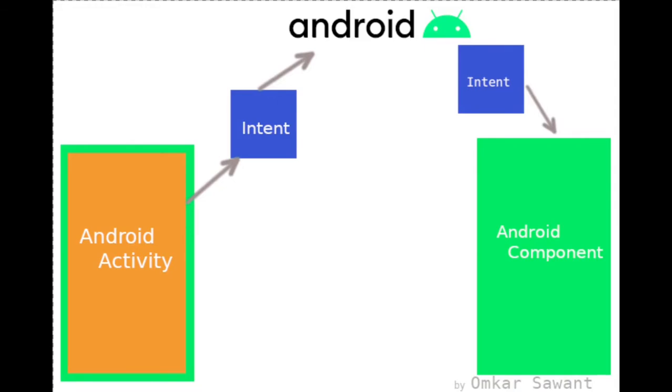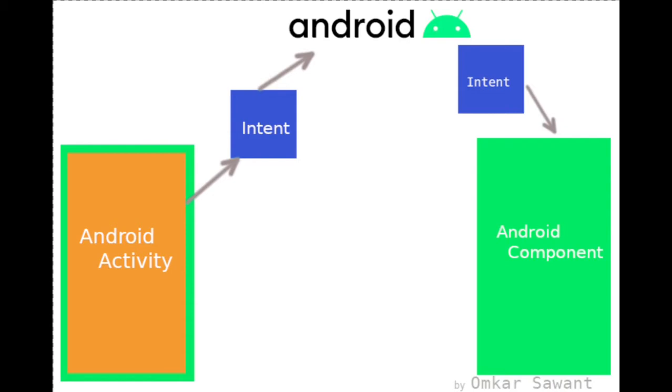In this tutorial, we'll be exploring intent and its types. Intent is an Android class that is used by the Android OS to communicate between Android components. You can imagine the intent as a message. So this Android activity sends an intent to the Android OS, means it sends a message to the Android OS about what task it wants to perform.